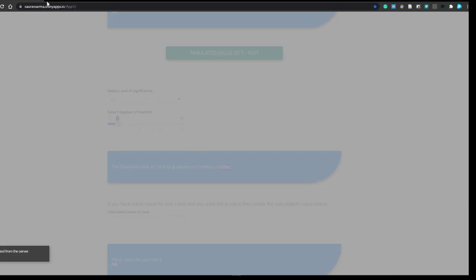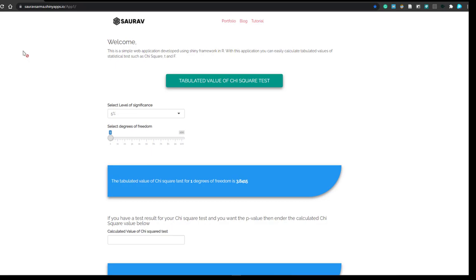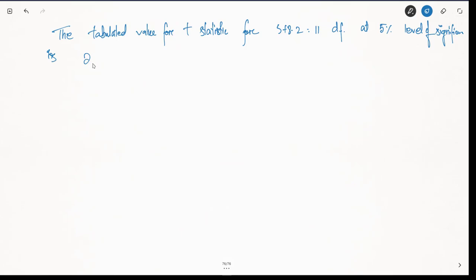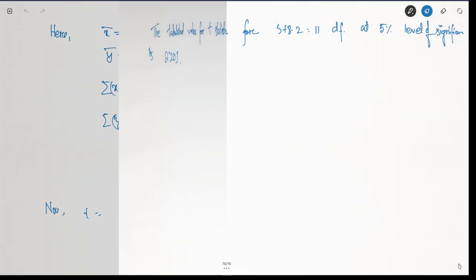We will go back to this. Now this site gets disconnected if you don't use it for a long period, so just refresh. And here we will go to the section of t-test, and the degrees of freedom is 11, right? So for 11 degrees of freedom it is 2.201. Now our calculated value is 1.109, right, which is obviously less than that.